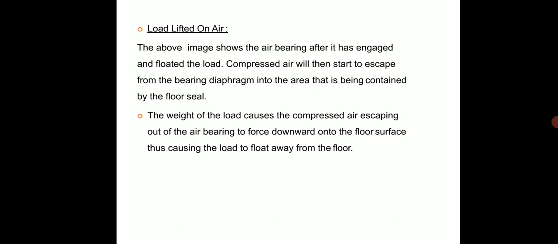Next, load lifted on air. The above image shows the air bearing after it has engaged and floated the load. Compressed air will then start to escape from the bearing diaphragm into the area that is being contained by the floor seal. The weight of the load causes the compressed air escaping out of the air bearing to focus downward into the floor surface, thus causing the load to float away from the floor.